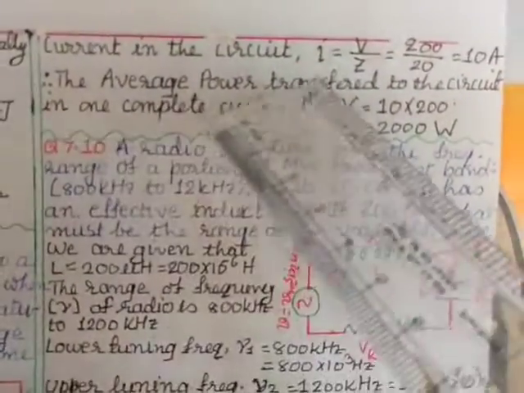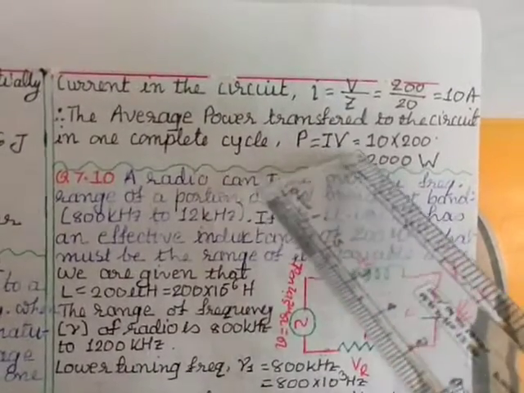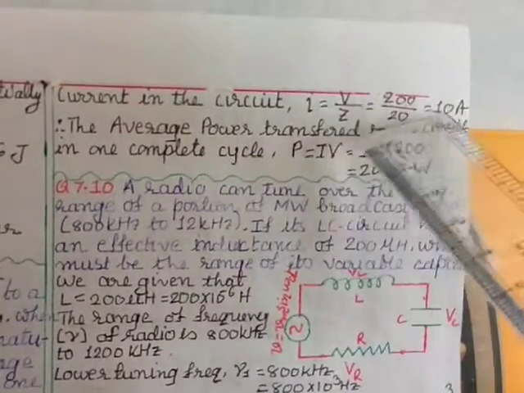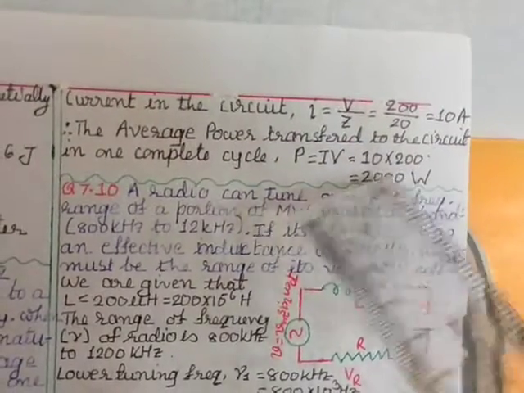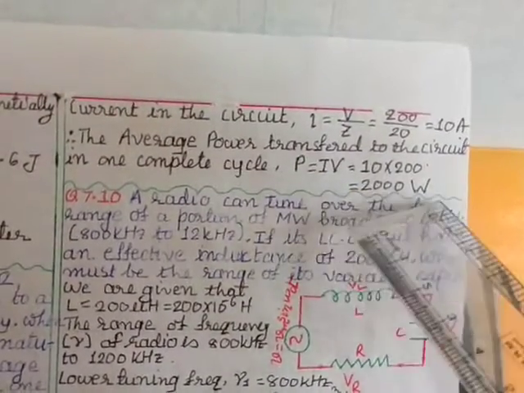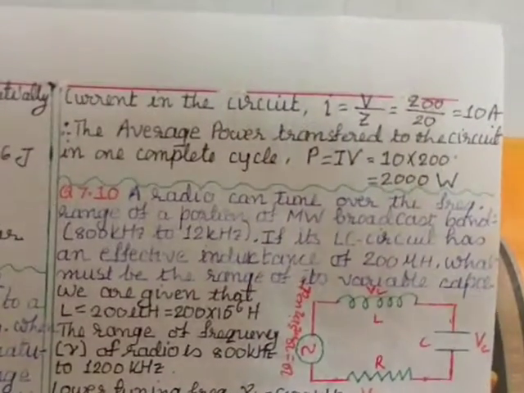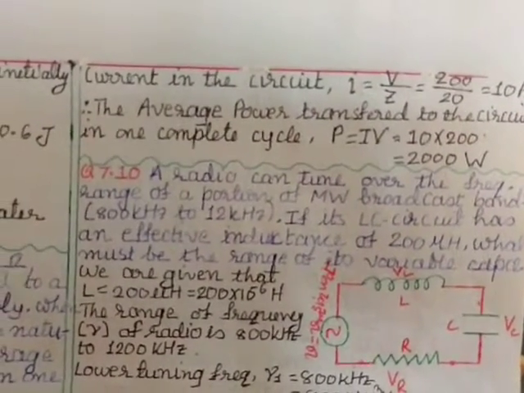Therefore, the average power transferred to the circuit in one complete cycle, P, is equal to I into V. The I value is 10 ampere, and V is 200 given in the question. So 10 into 200 gives you 2000 watt. So this is the power in a complete cycle.